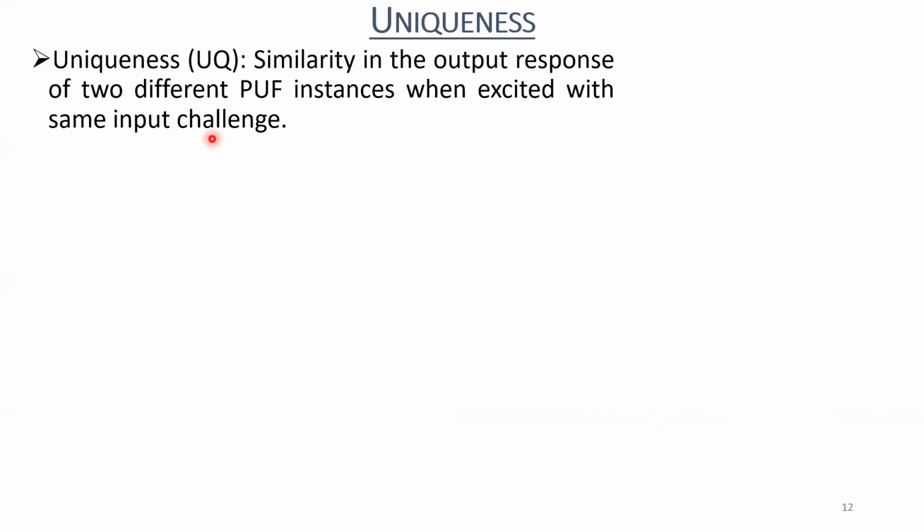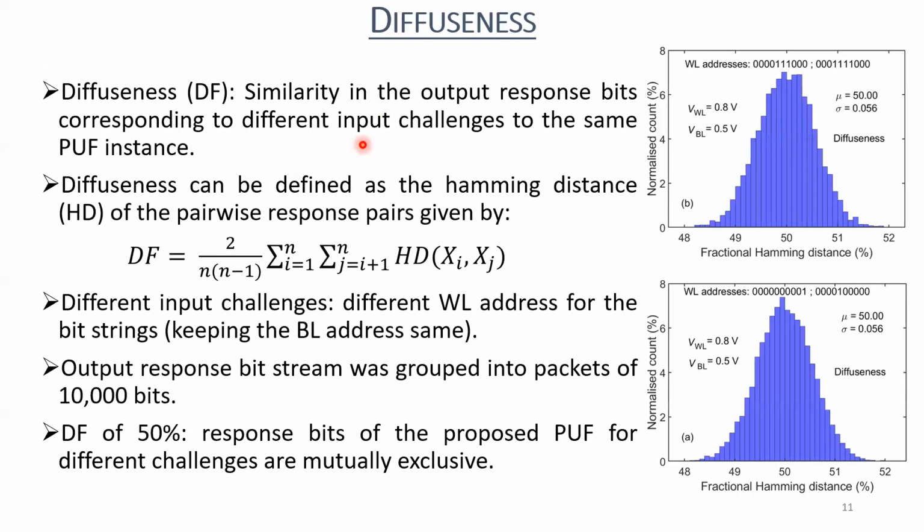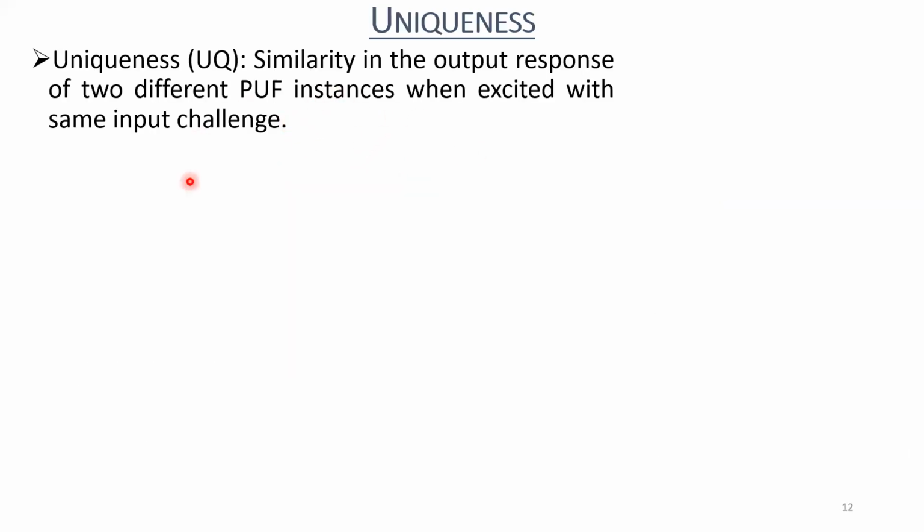So if there are two different PUF instances, when they are excited with the same input challenge, they should give me different responses. The difference from diffuseness is that there you have one PUF instance and you are applying two different challenges. Here, you have two different PUFs and you are applying the same challenge. So if you apply the same challenge to different PUF instances, then you should get different responses. And how would you characterize whether the response bits are different?